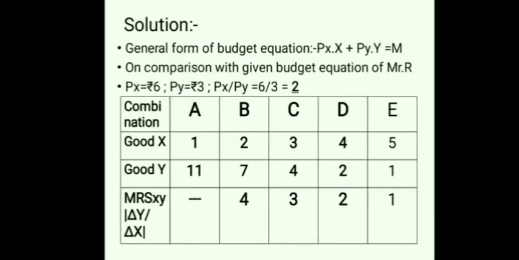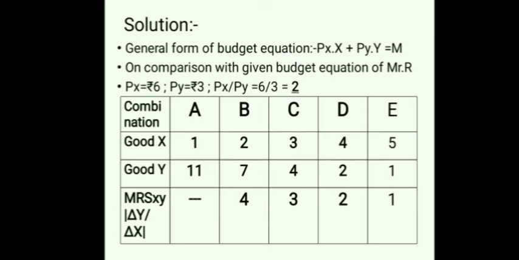Now let's see the solution. First of all, we need to know Px and Py. Only then we can compute the ratio Px by Py. We know the general form of the budget equation is Px into x plus Py into y is equal to m. Now on comparison, we get Px is equal to 6, Py is equal to 3 and Px by Py is 2. Now we are going to compute MRS of xy.